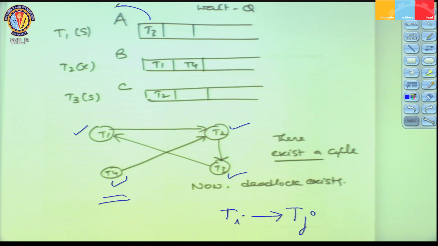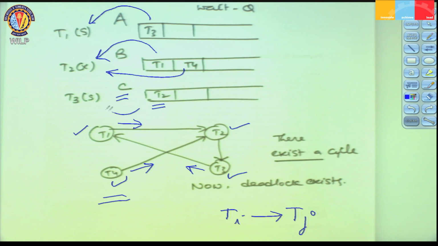T3 is waiting for some resource which is locked by T1. So, I have an edge from T3 to T1. Next, T1 is waiting for a resource locked by T2. So, from T1 to T2 I have an edge. Similarly, T4 is waiting for data item B which is locked by T2. That is why there is an edge from T4 to T2. And T2 is waiting for data item C which is locked by T3. Hence, I have an edge from T2 to T3. Now, if you carefully observe, there is a cycle.